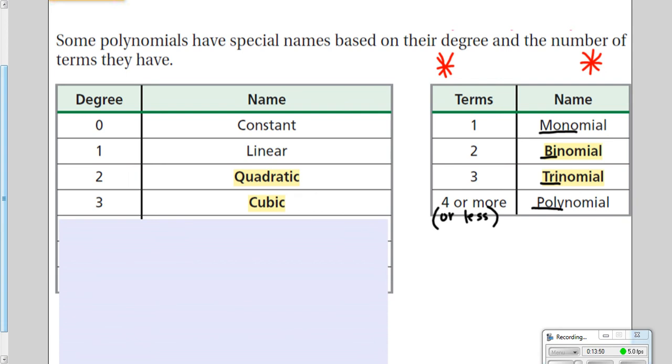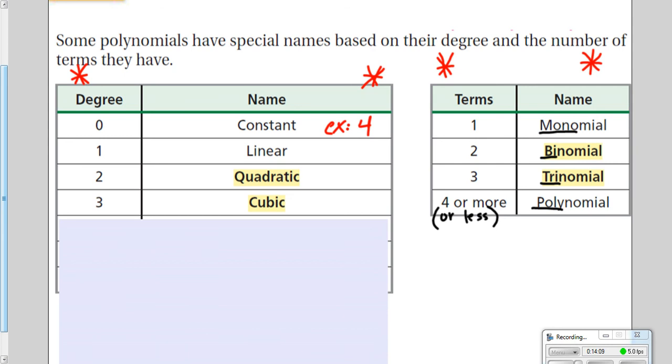The other way to name them is based off of their degrees, which is over here on the left side of my screen. So if their degree is a 0, that means it's just a constant. That means it's just a number, right? Degree of 0 only exists when you don't have a variable at all. So for example, like the number 4, that is a degree of 0, so that's just a constant, okay?